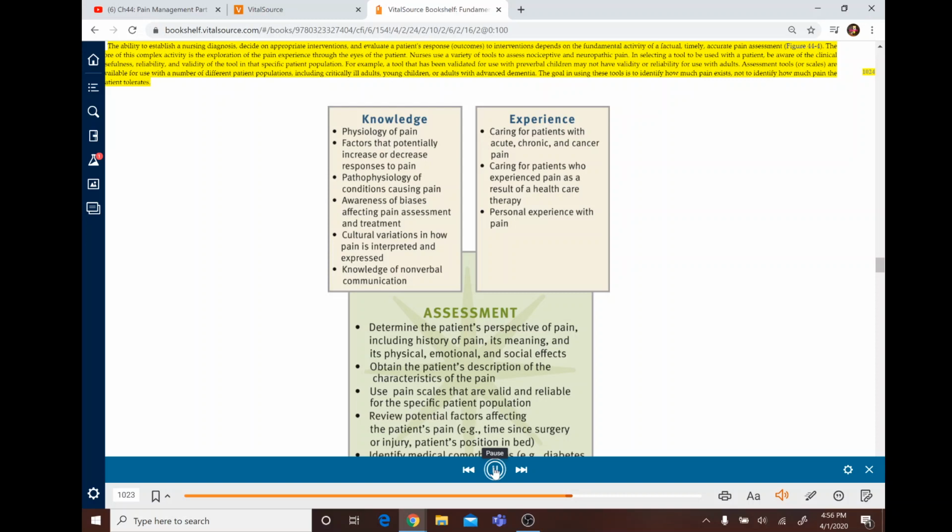For example, a tool that has been validated for use with preverbal children may not have validity or reliability for use with adults. Assessment tools, or scales, are available for use with a number of different patient populations, including critically ill adults, young children, or adults with advanced dementia.